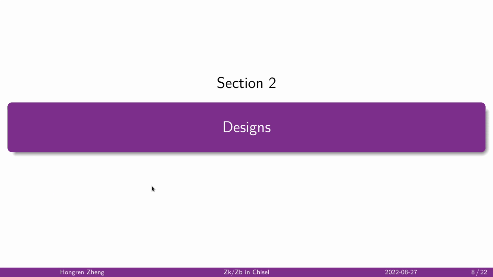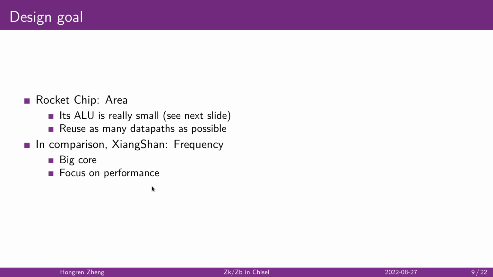Now let's talk about our designs. Before talking about our designs, we need to set our design goal. For Rocket Chip, we know that it focuses on area, because its ALU is really small, which we will explain in the next slide. And in that ALU, Rocket reuses data paths as much as possible.